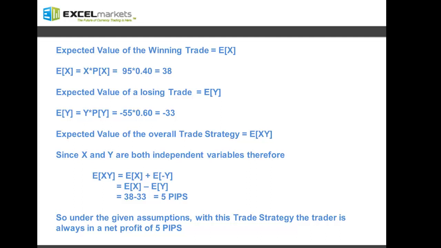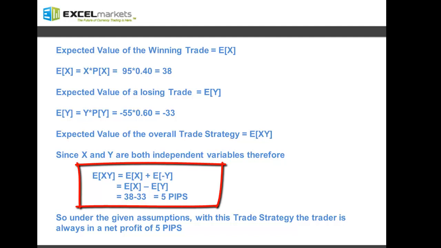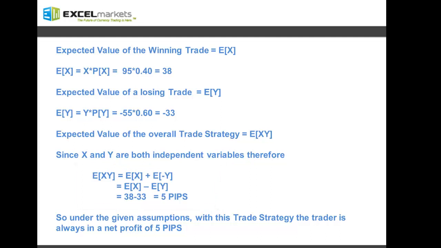To do so, the expected value of a winning trade is the product of the value of X times the probability of getting X, which is 95 times 0.4. As a trader makes 95 pips on a winning trade, and he has a probability of 40% of having winning trades, the expected value of a winning trade becomes 95 times 0.4, which comes out to be 38. Using the same principle, the expected value of a losing trade is computed as the product of the value of Y, that is the loss made on a losing trade, which is 55 pips, and the probability of making losing trades, which is 60%. The value comes out to be negative 33. Therefore, the expected value of the overall trade system, denoted by E(X+Y), is equal to E(X) minus E(Y) using the equation, and that comes out to be 5 pips. So under the given assumptions, with this trade strategy, the trader always is in a net profit of 5 pips.